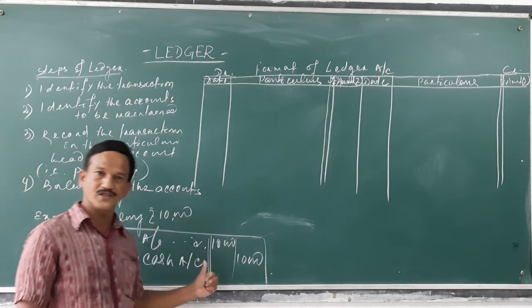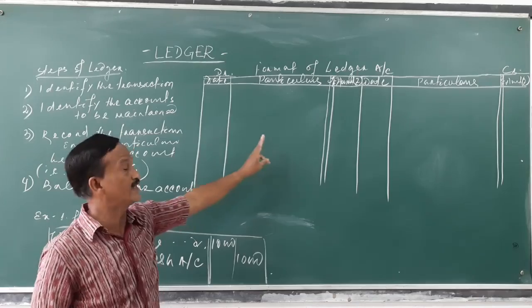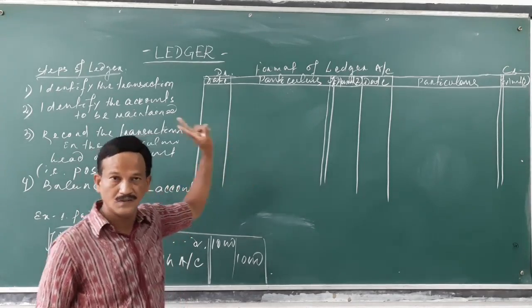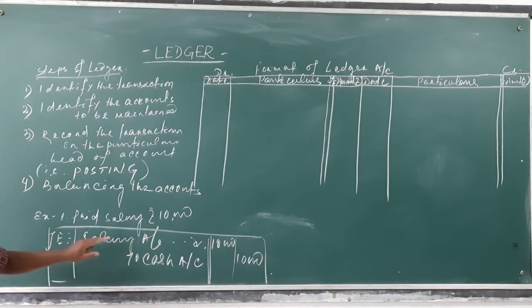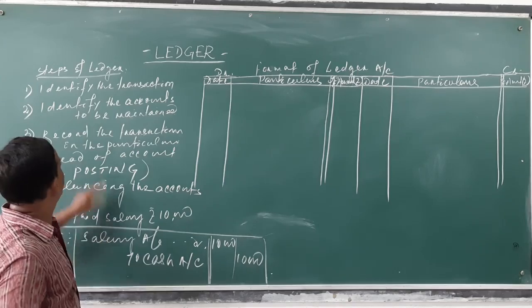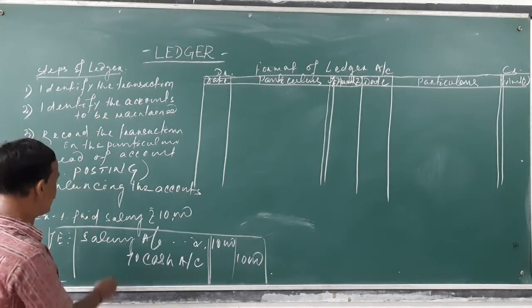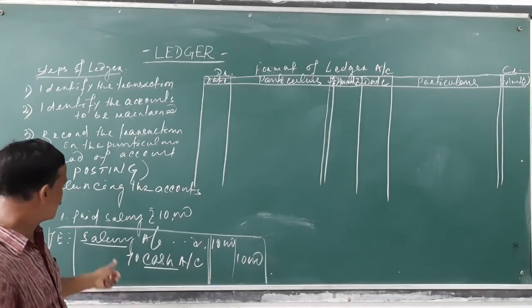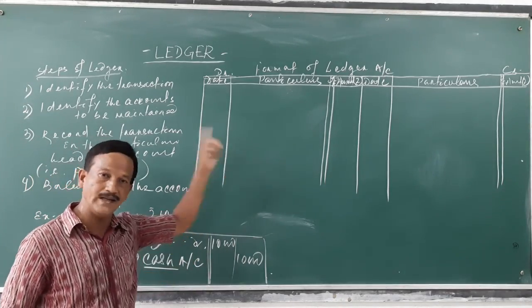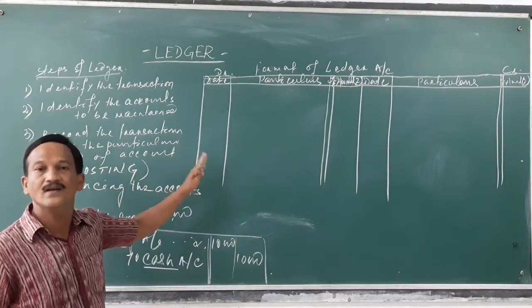So these are the journal entries, which now have to be transferred to the ledger accounts to record the transaction. First, identify the transaction. Then identify the accounts maintained. How many accounts will we maintain here? One is your salary account, another is your cash account. These two accounts you have to maintain in the ledger. Then record the transactions in the particular head of account.